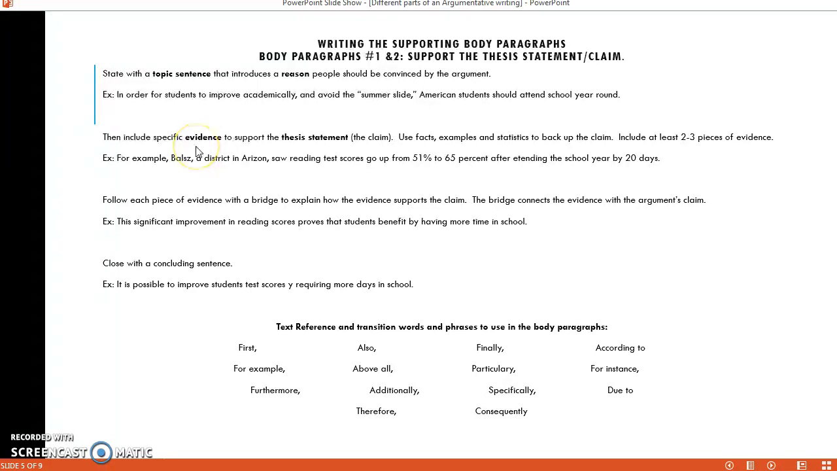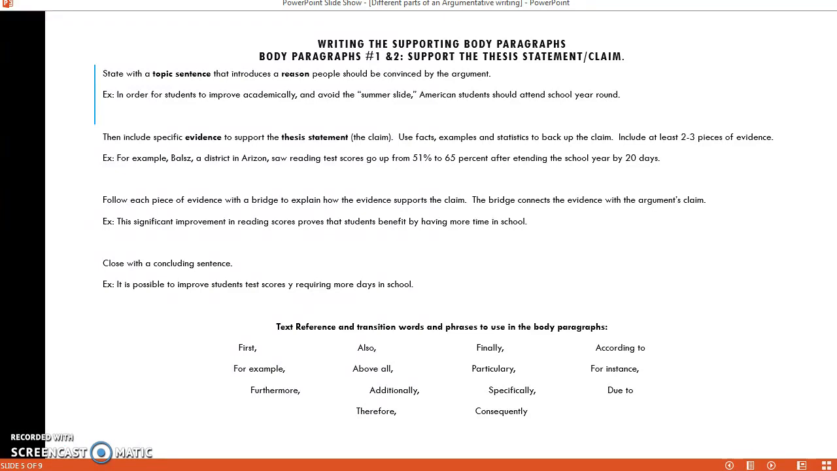Then include specific evidence to support the thesis statement. Use facts, examples, and statistics to back up the claim. Include at least 2 to 3 pieces of evidence. For example, Balls, a district in Arizona, saw reading test scores go up from 51% to 65% after extending the school year by 20 days. So you provided some statistics with that.